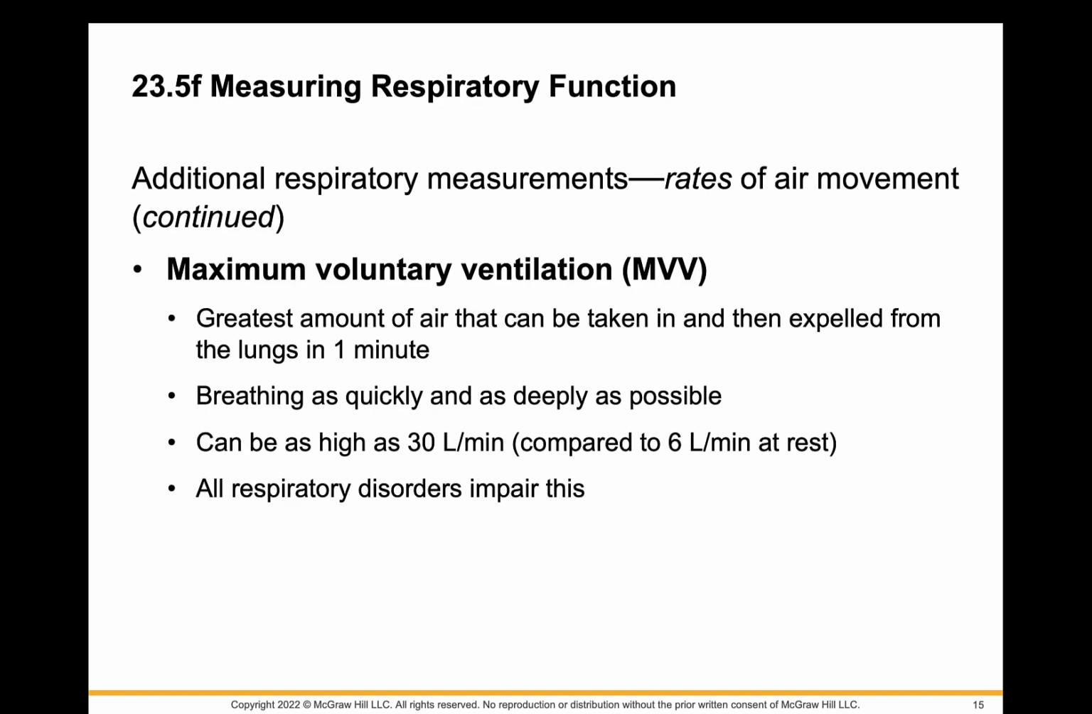Now, there are some other measurements, and one is known as MVV, or maximum voluntary ventilation, and this is the greatest amount of air that can be taken in and then expelled from the lungs in a minute. This requires an individual to breathe as quickly and as deeply as possible, and generally it's about 15 seconds. This is not something that someone could do easily for an entire minute. And this can be as high as 30 liters per minute. And keep in mind when we compare this to 60 liters per minute at rest, MVV will impact all respiratory disorders.